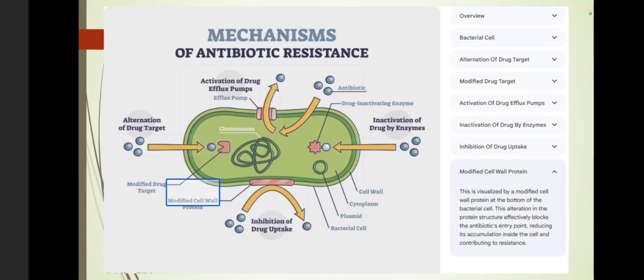Then modified cell wall protein. This is visualized by a modified cell wall protein at the bottom of the bacterial cell. This alteration in the protein structure effectively blocks the antibiotic's entry point, reducing its accumulation inside the cell and contributing to resistance.